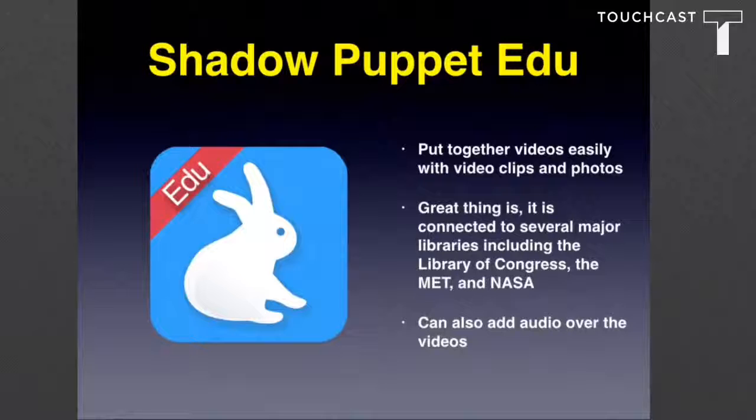The next one is Shadow Puppet EDU. Shadow Puppet EDU is going to allow you to put together videos easily with video clips and photos. The nice thing about Shadow Puppet EDU is that you don't have to have kids go outside of the app to search some of the basic things that kids would want to search. Things like the Library of Congress, the Met, and NASA are all built into the app. And that's really nice. You can also add audio over your video too.